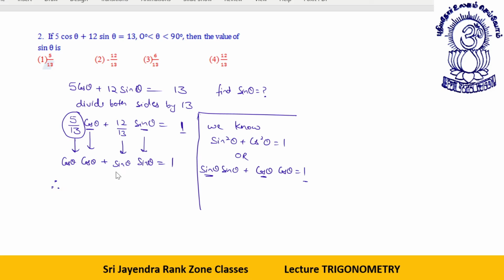Therefore, what will happen? Therefore, this is sine theta. Sine theta is what? 12 by 13. Option number 4 is the answer. Am I very clear to all of you? Option number 4 is your answer. Fine, let's proceed further.